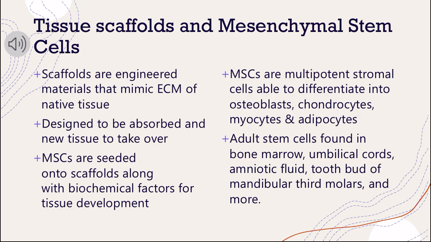Mesenchymal stem cells are multipotent stromal cells able to differentiate into different cells like osteoblasts, chondrocytes, myocytes, and adipocytes. Adult stem cells can be found in bone marrow, umbilical cords, amniotic fluid, the tooth bud of the mandibular third molars, and many more places in the body.